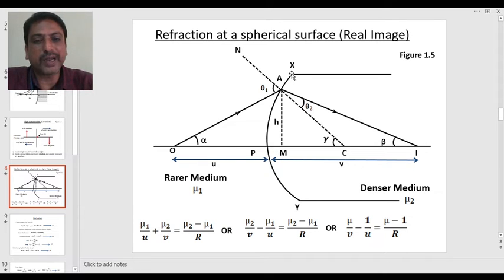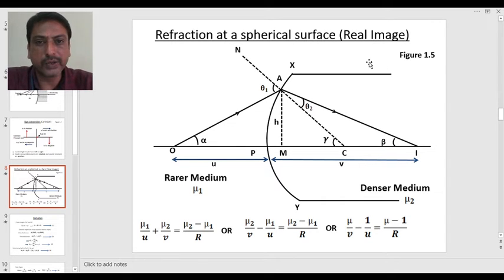So this spherical surface XY is going to separate two media, that is rarer medium as well as denser medium, which are going to have the refractive indices mu1 and mu2 respectively. And this ray diagram is drawn by considering that mu1 is always greater than mu2.